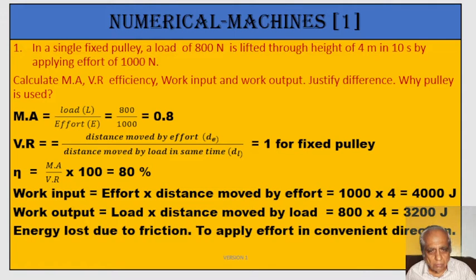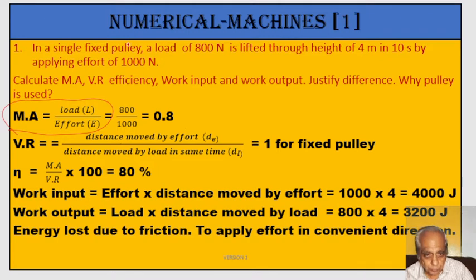So first part is mechanical advantage. What is mechanical advantage? Mechanical advantage is load upon effort. So you put the values, you will get the answer. So you can see mechanical advantage is load upon effort. The load is 800 Newton, effort is 1000, so you get 0.8. The next question is what is the velocity ratio? Velocity ratio is distance moved by effort upon distance moved by load in the same time.